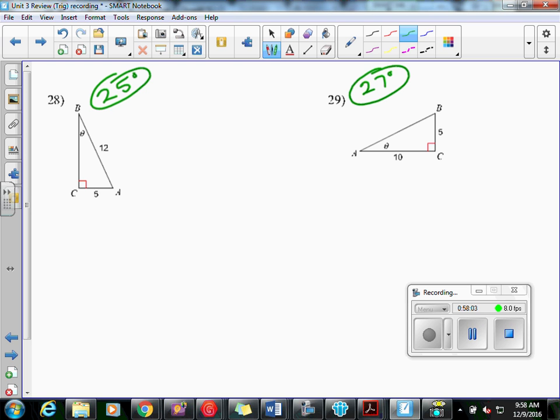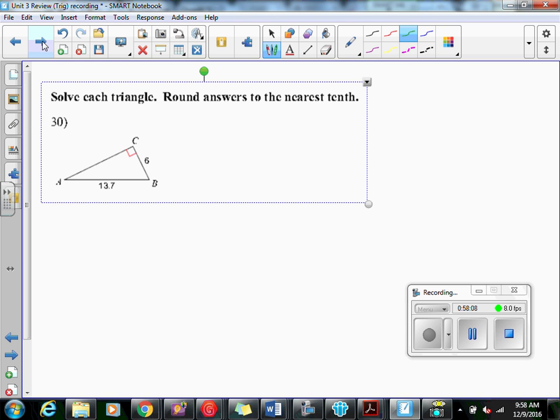Okay, I want to do one like number 30. For number 30, it says solve each triangle and round your answers to the nearest tenth. When you are asked to solve a triangle, I told you before, that means you're going to basically find everything they did not give you. If they give you 2 sides and 1 angle, then you're going to be finding everything else. In this case, they gave us 2 sides, segment BC and segment AB, and they gave us the measure of angle C. But that means we still have 3 things we need to find.